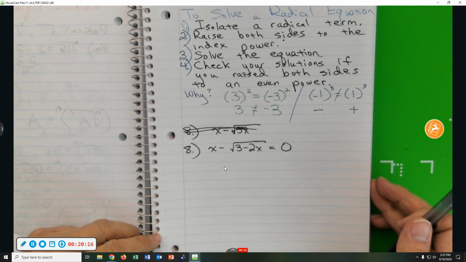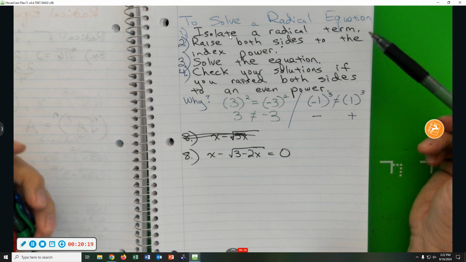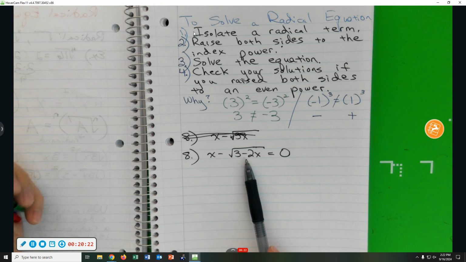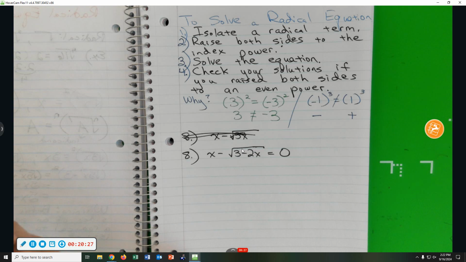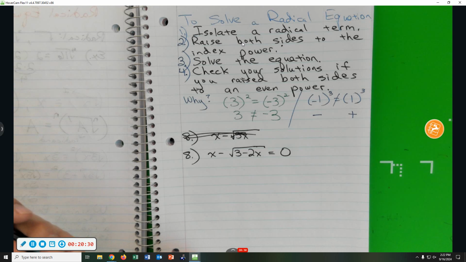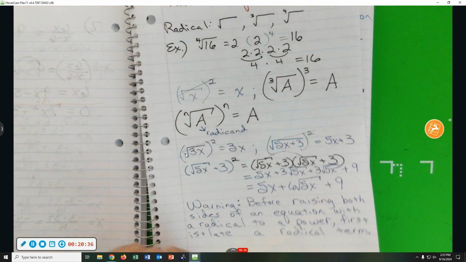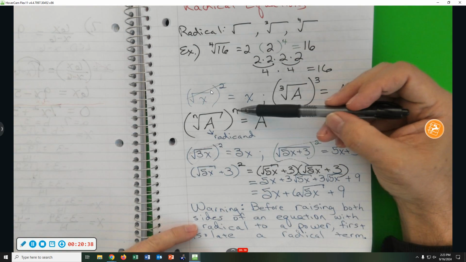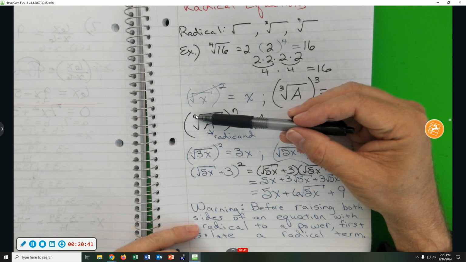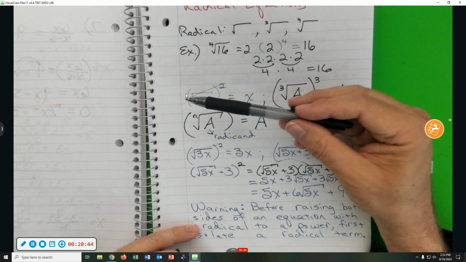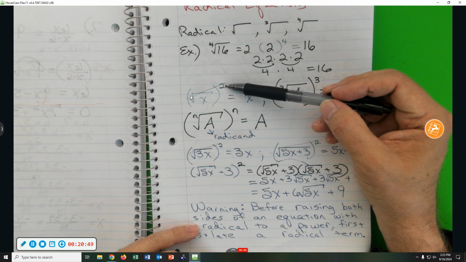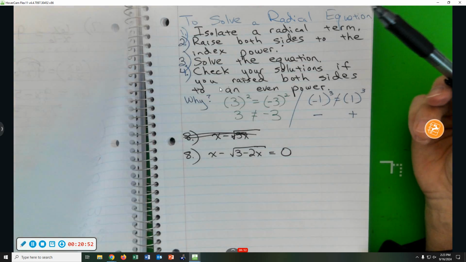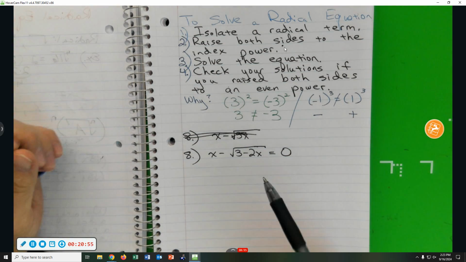To solve a radical equation, the first thing you have to do is isolate a radical term. Here's a radical. It's a square root. What power are we going to have to raise both sides to in order to get rid of a square root? The power that you use has to be the power of the index. You don't show that index when it's a square root. So we're going to have to raise both sides to the second power.